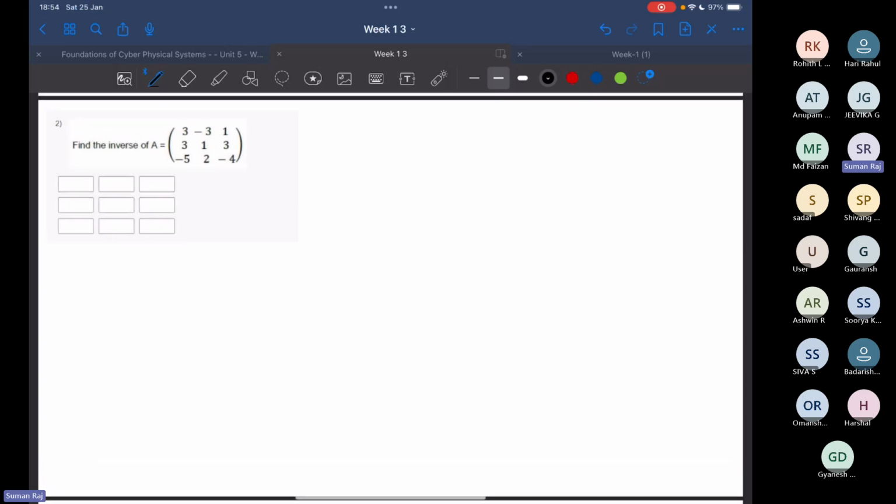Okay, a similar question, find the inverse of A. I would not solve this. I think this also follows the same procedure. You can also use MATLAB. So anybody wants to tell me the answer to this? What is the first element?